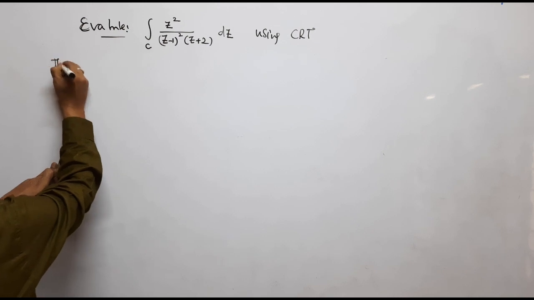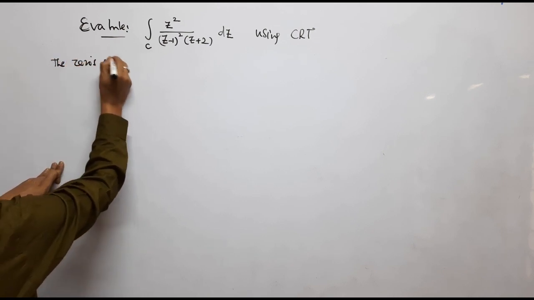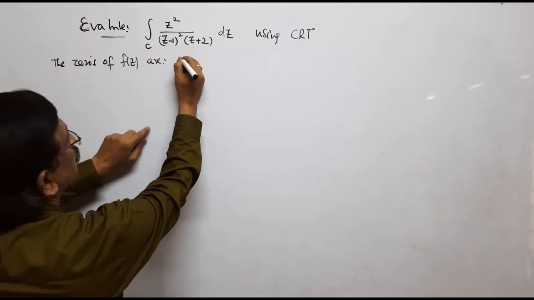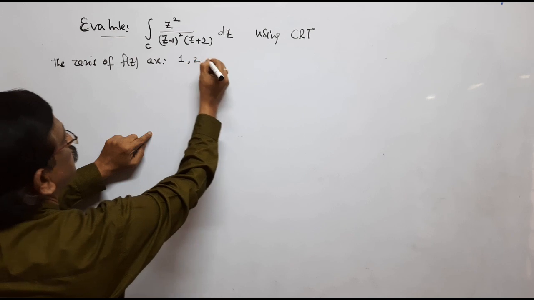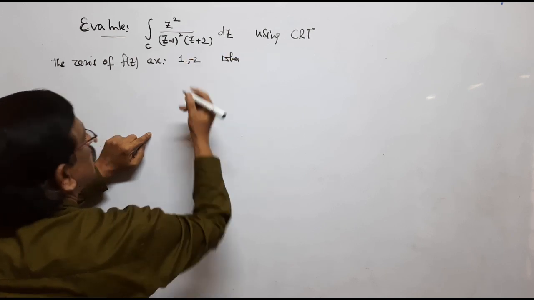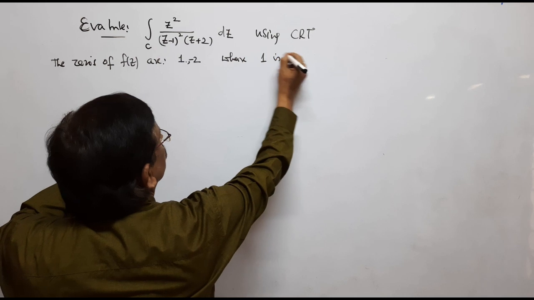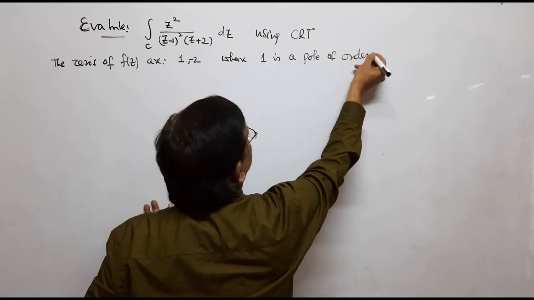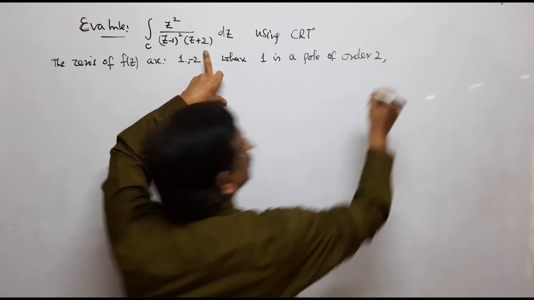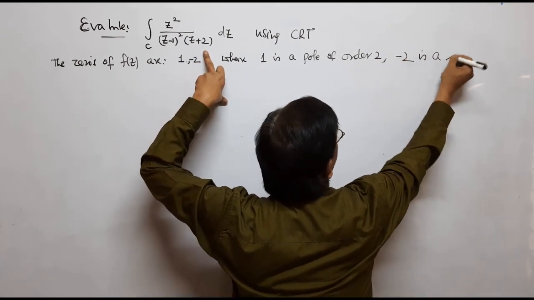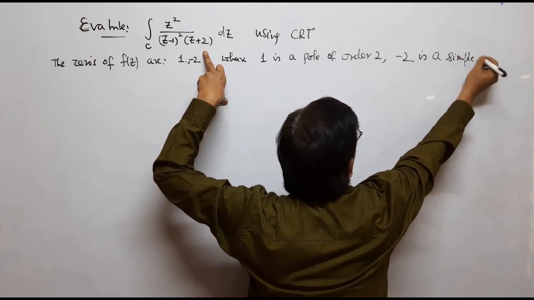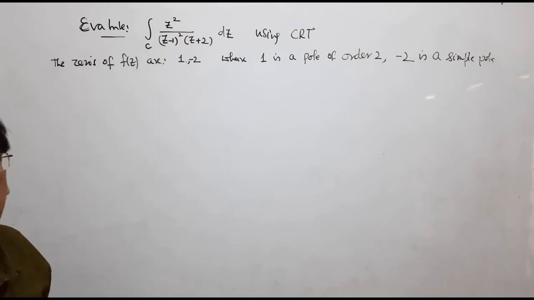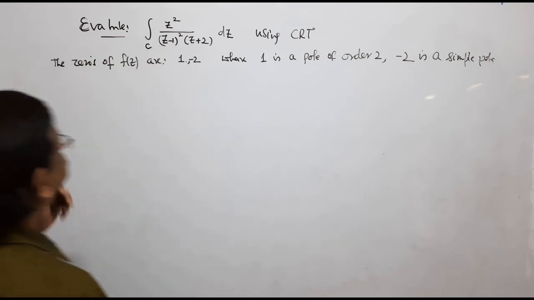Let us look at the poles. The poles of f(z) are, z minus 1 whole square, so 1 and minus 2, where 1 is a pole of order 2 and minus 2 is a simple pole. So I want to evaluate the integral by using Cauchy's residue theorem.